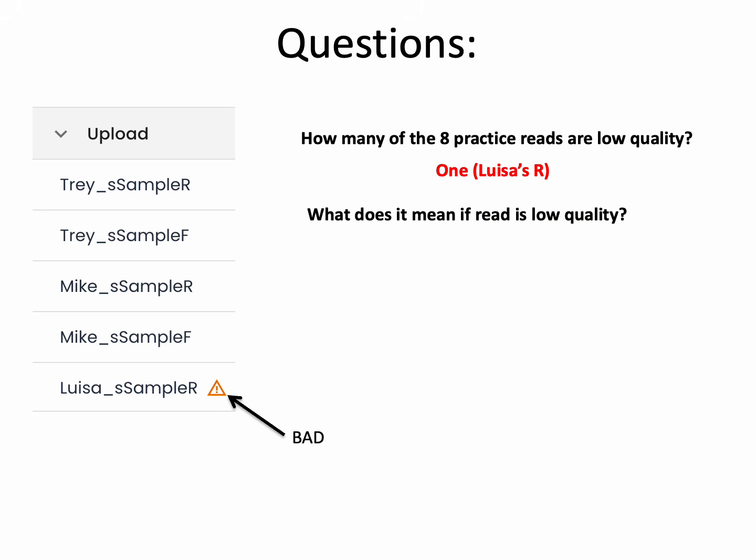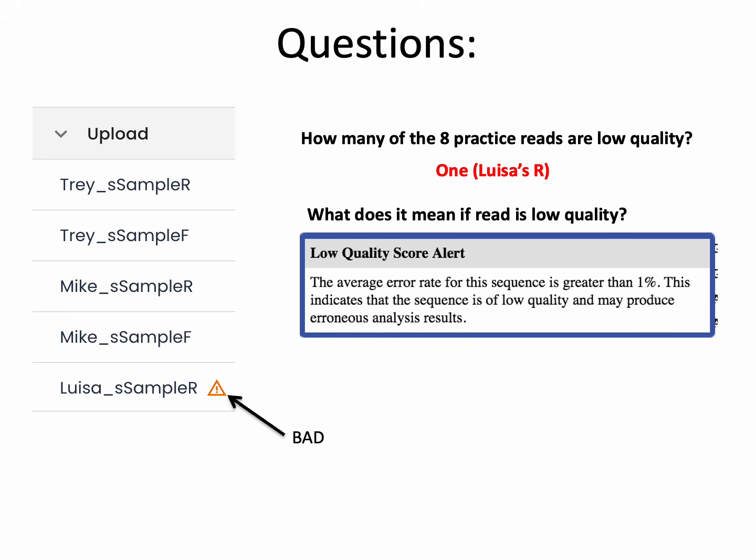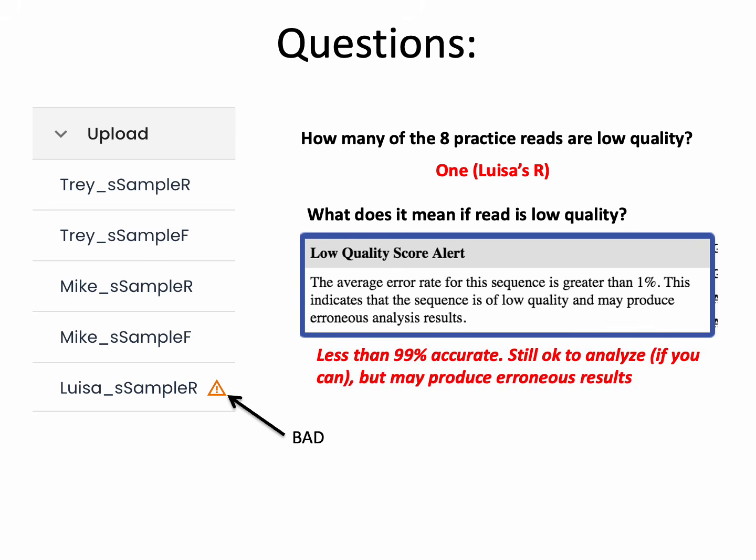Next question: what exactly does it mean if a read has the low quality exclamation mark next to it? Please hit pause until you know the answer. A low quality score alert means that the average error rate for this particular sequence is greater than 1%. This indicates that the sequence is of low quality and may produce erroneous analysis results. So in other words, the sequence is less than 99% accurate.